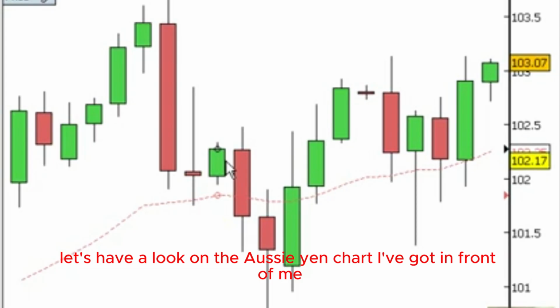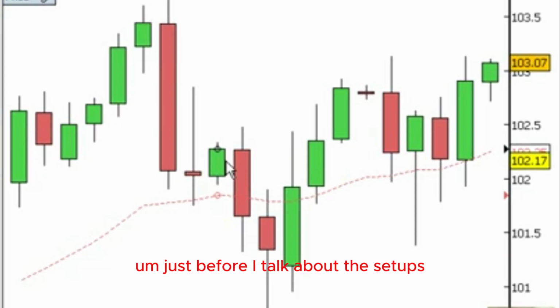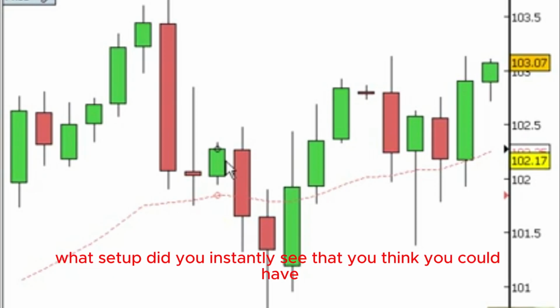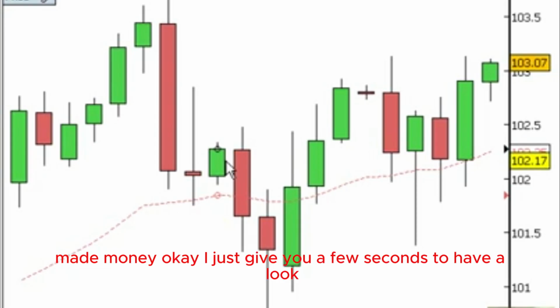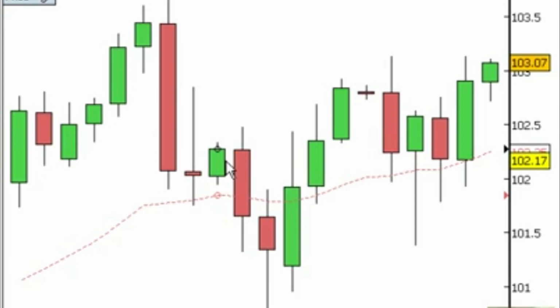All right, let's have a look at the Aussie yen chart I've got in front of me. Just before I talk about the setups, I want you to have a quick look at it and see where you would have gotten in. What setup did you instantly see that you think you could have made money on? Okay, I'll just give you a few seconds to have a look.